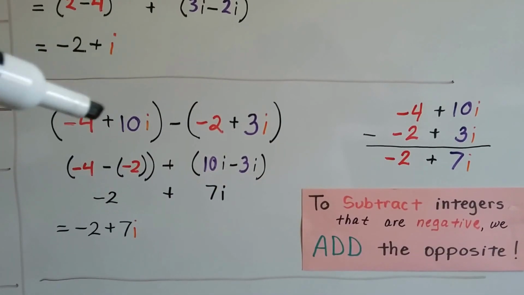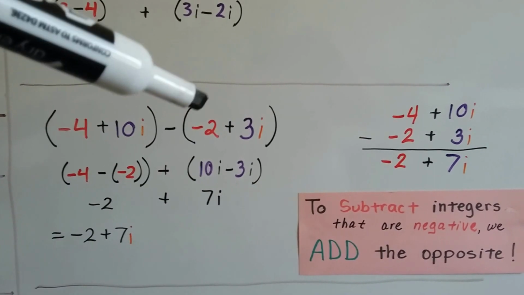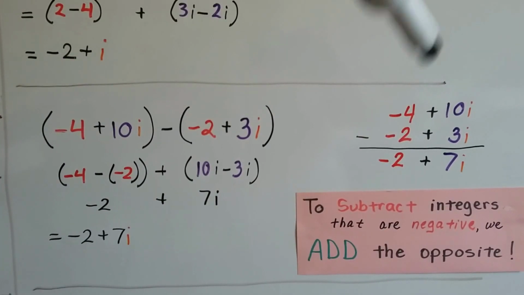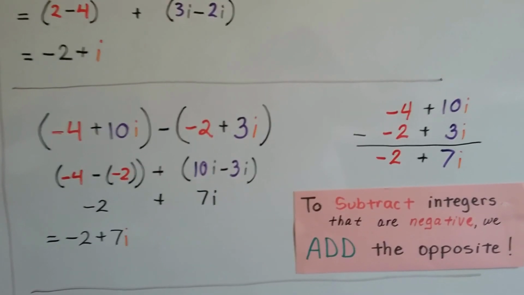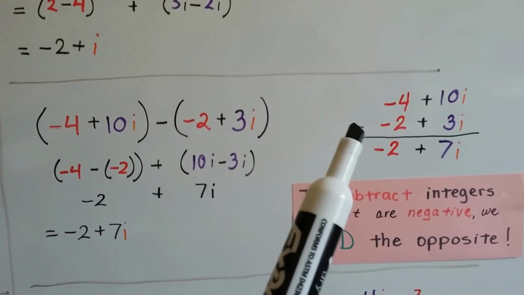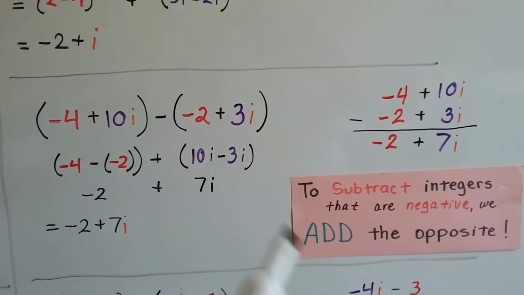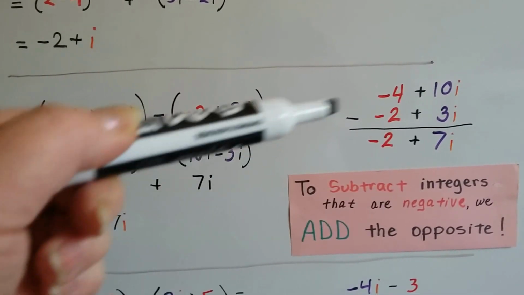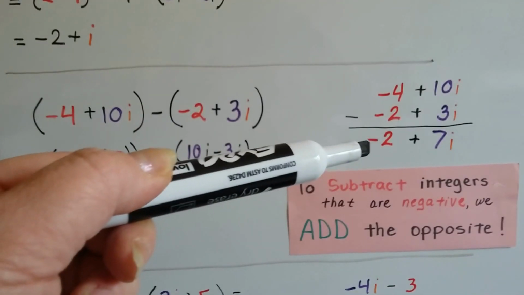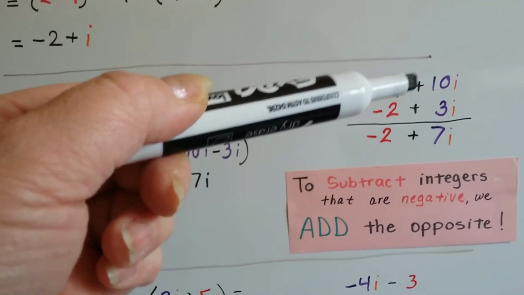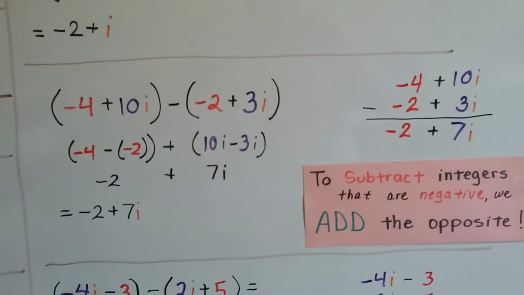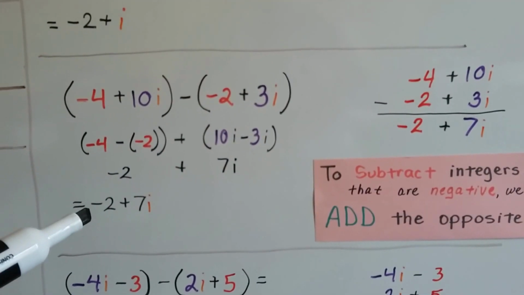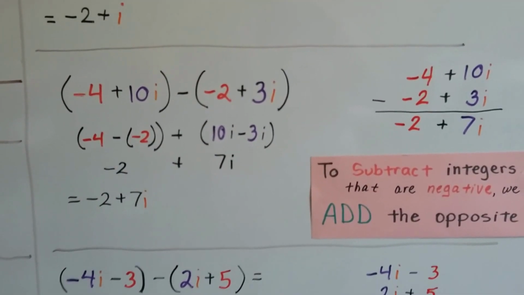If we've got -4 plus 10i, and we're subtracting -2 plus 3i, we can even stack them so that we can see them easier. When we have -4 minus -2, we add the opposite, don't we? So we're going to do -4 plus 2. That's going to give us -2. And we have 10i minus 3i. That's going to give us 7i. So we have -2 plus 7i for our answer.